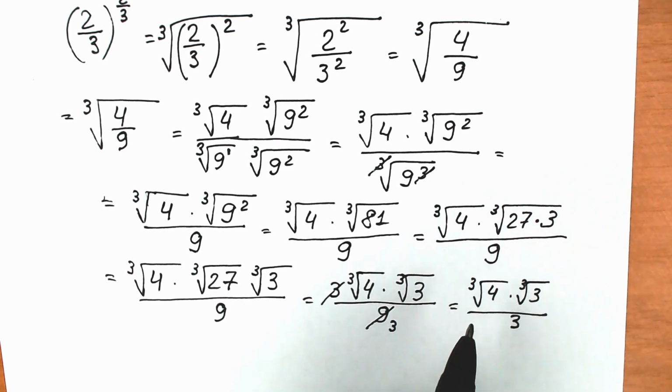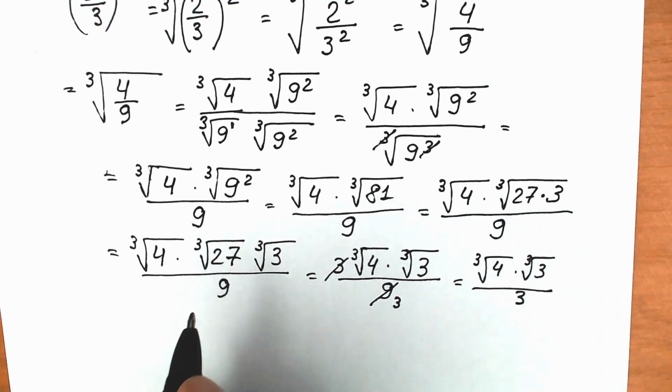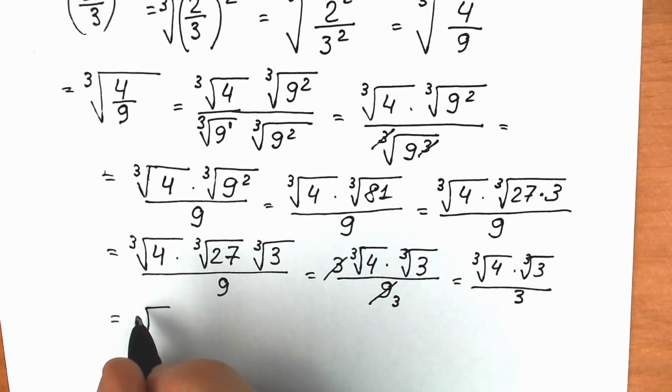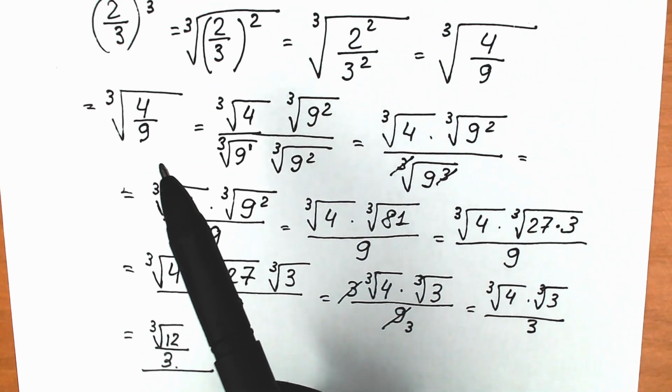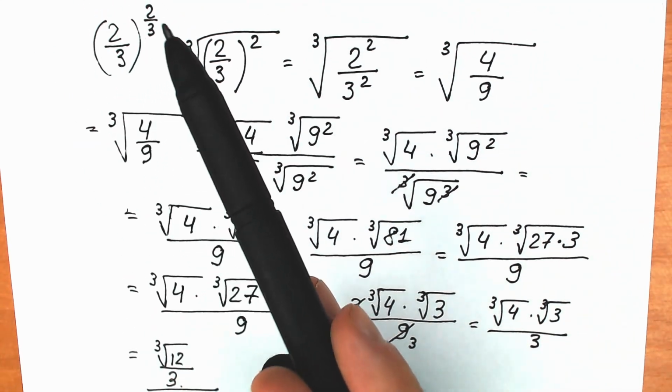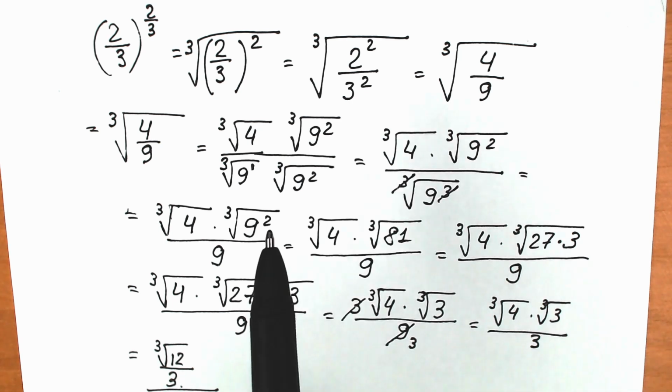And the final tricky move, we can easily multiply this 4 times 3 because we have absolutely the same power of root. So we have cube root, so we can easily write it as cube root of 4 times 3. So let's do this right now. So we have cube root of 4 times 3 equal to 12 over 3. And this is our answer to this question. So 2/3 to the power 2/3 equals cube root of 12 over 3. And this is my solution.